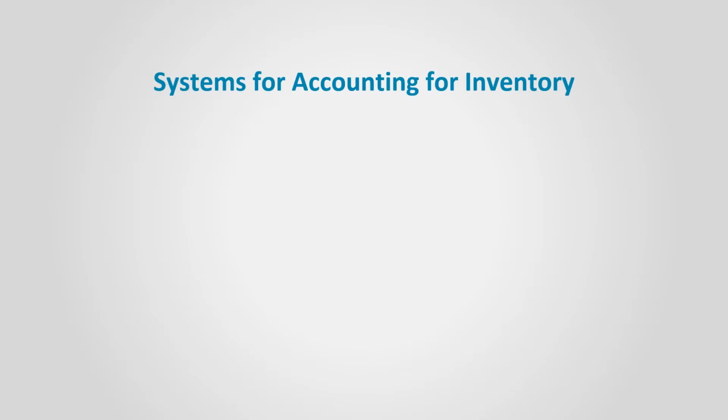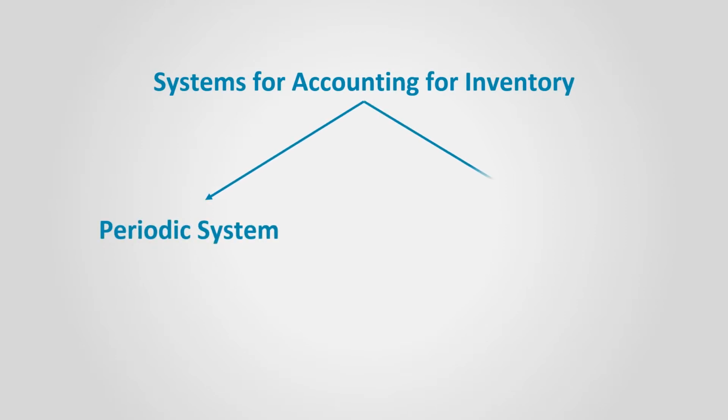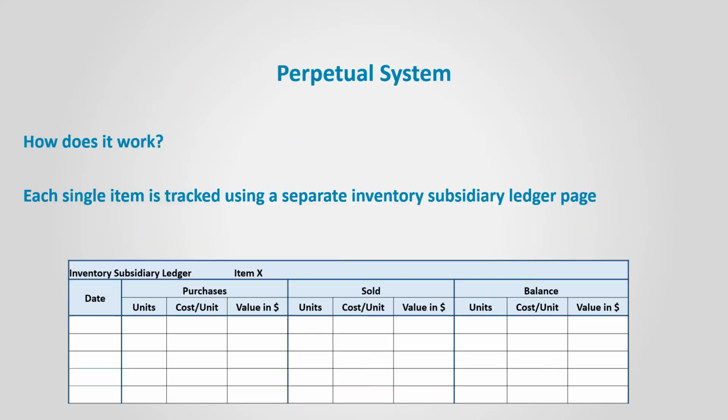Systems for accounting for inventory: the periodic system and the perpetual system. Perpetual system. How does it work? The perpetual system tracks each item by using a designated inventory subsidiary ledger page.